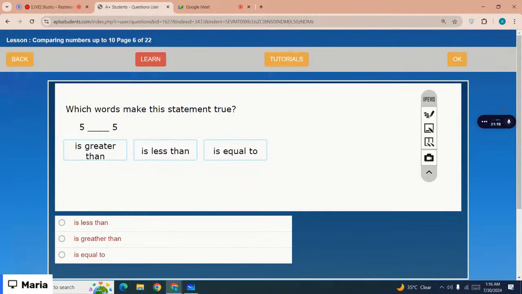Which words make the statement true? 5 and 5, which is the correct option? Yes, they both are exactly equal. 5 is equal to 5. The correct option is equal.